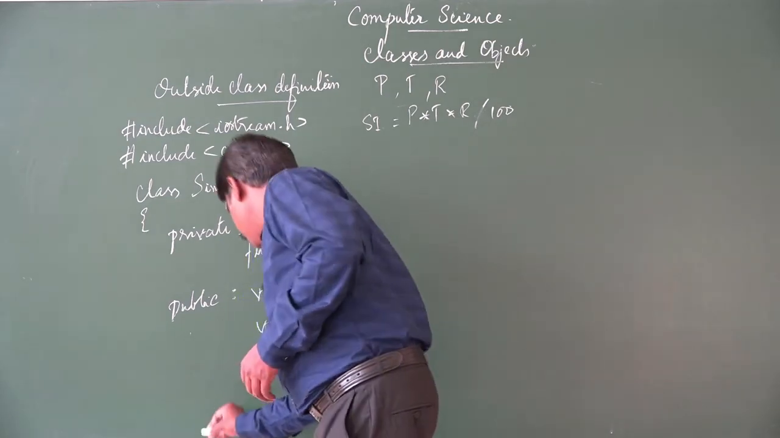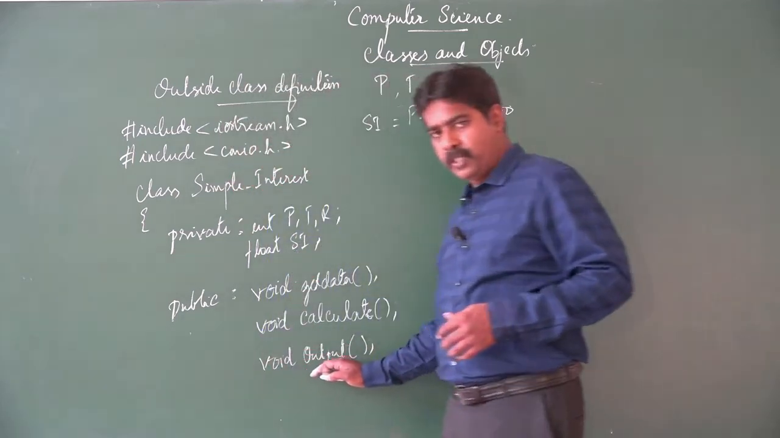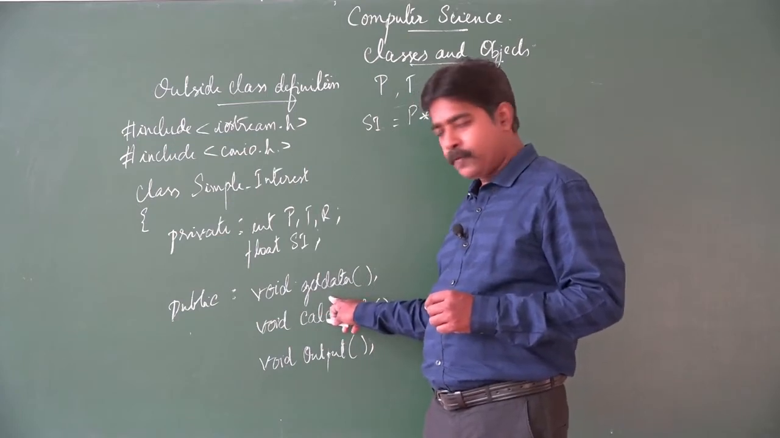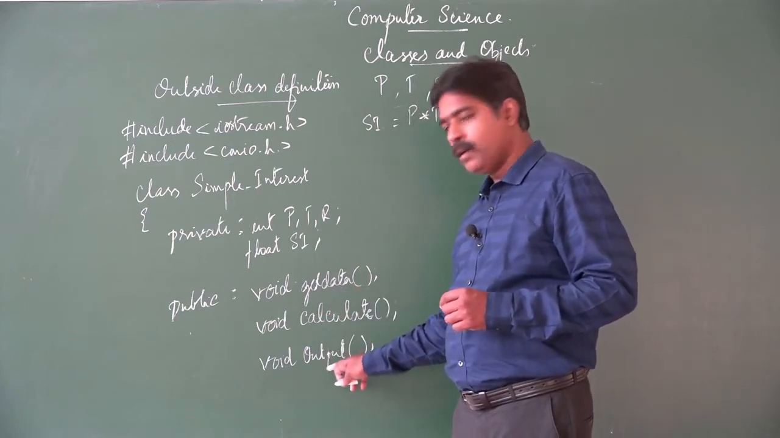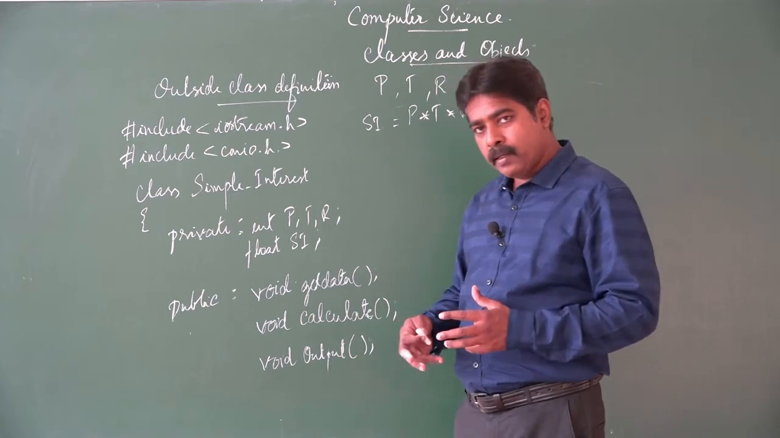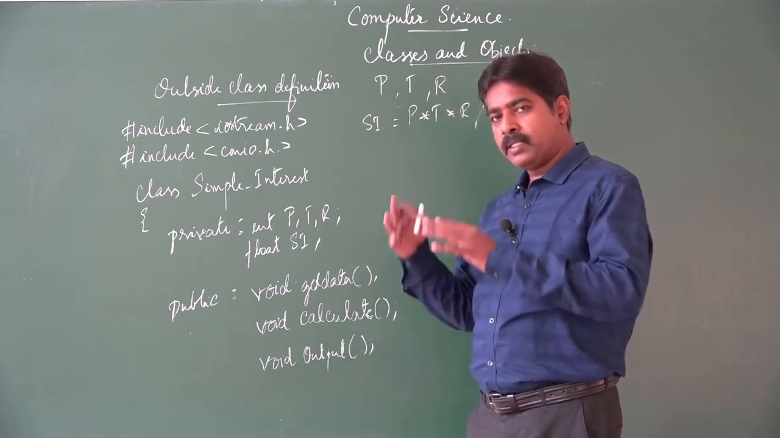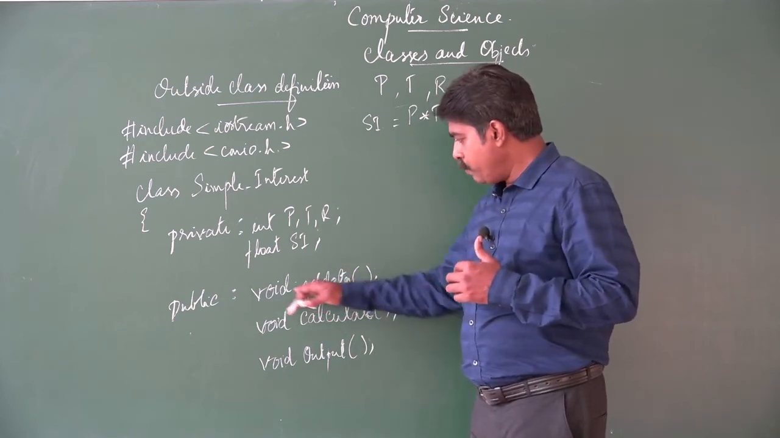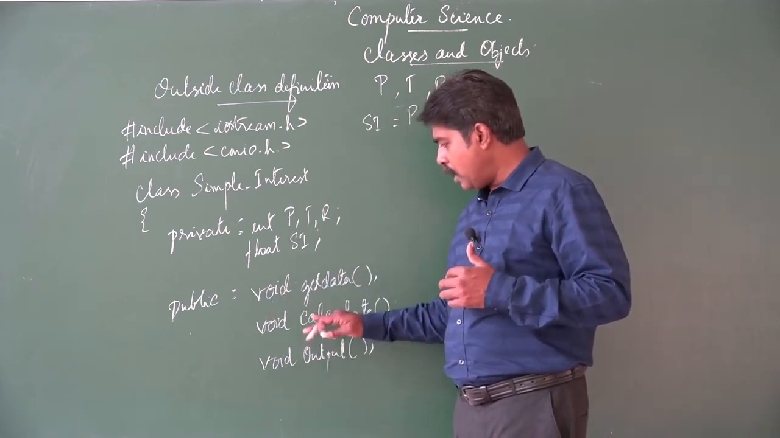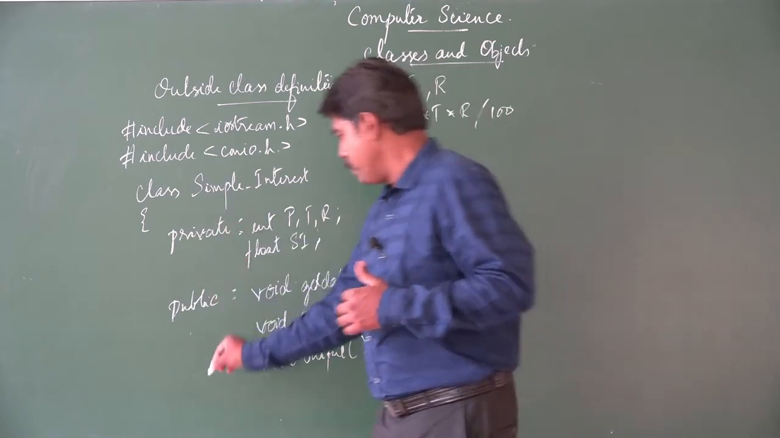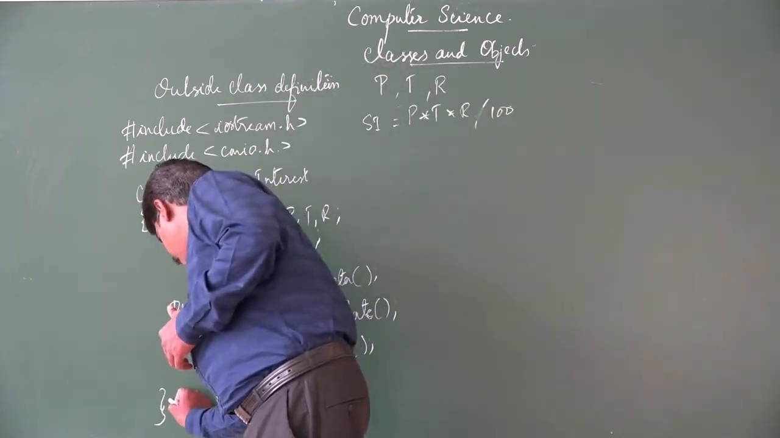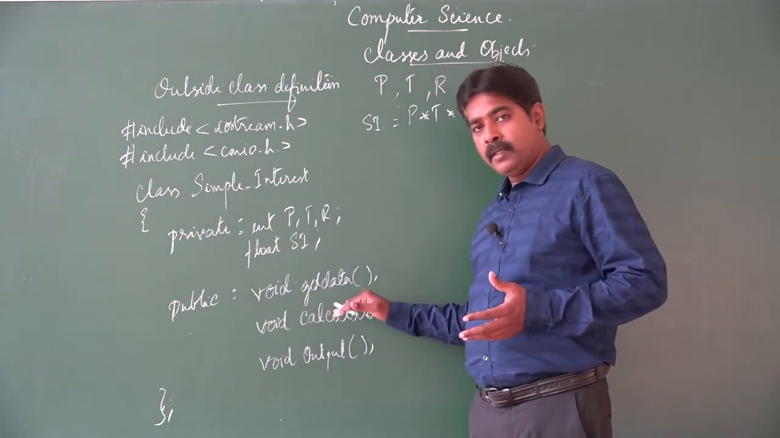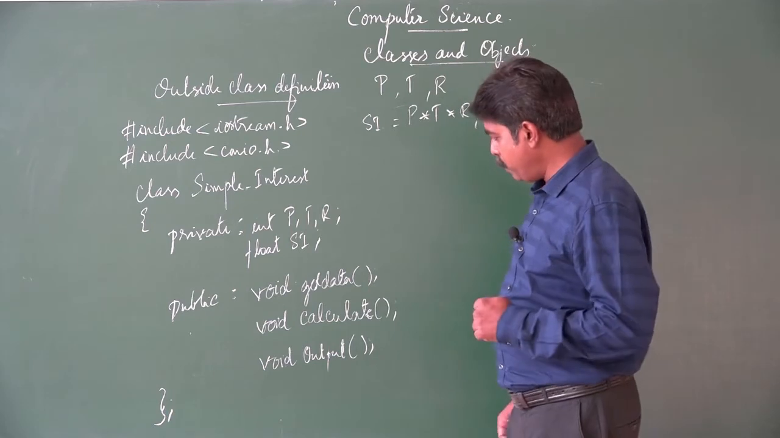If you see the three functions here, I have written the declaration part of getData, calculate, output. We are going to define them outside the class, that is, we are going to write their coding outside the class. Now the three functions have been declared, and I close the flower bracket with a semicolon.